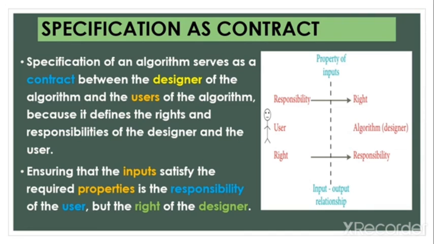So whose responsibility is it to give all these inputs? It is the user's responsibility, to give the property of the input. Only if the user gives the correct input property can the designer decide. Whose right is it to get all the properties of the input? The algorithm designer's.